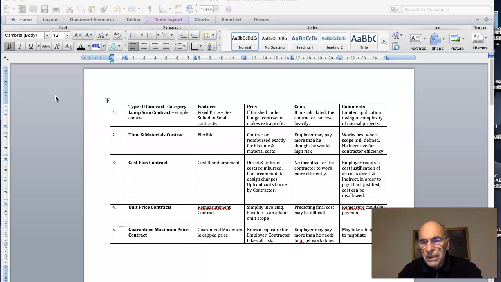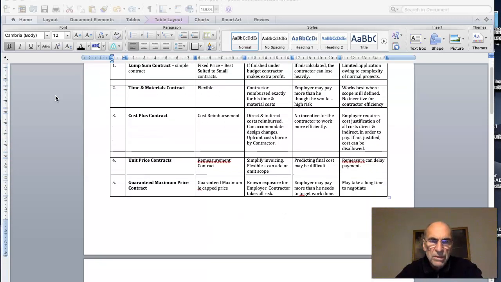So it may take a long time to negotiate such a contract because the contractor has to be sure that he's priced in all of the quantum of work, or all of the subcontract prices are fixed, and that he's priced in all the risk.